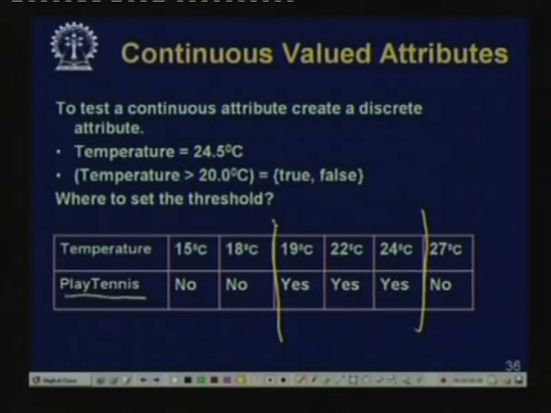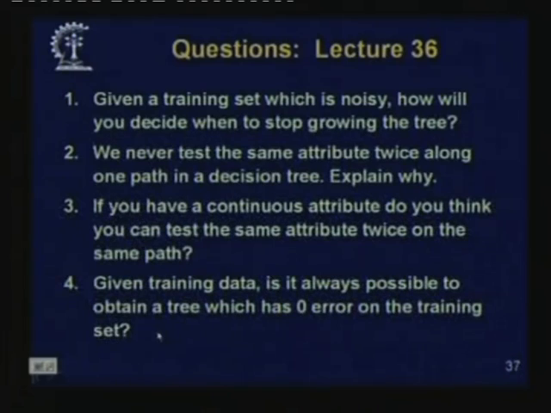For example, if we take this as the cut point, then we will test if temperature is less than 18.5 degree. If we cut at this point, we will check if temperature is less than 24.5 degrees centigrade. For each of these, we will find the information gain and select the one with the higher information gain. So, with this we stop today's lecture.